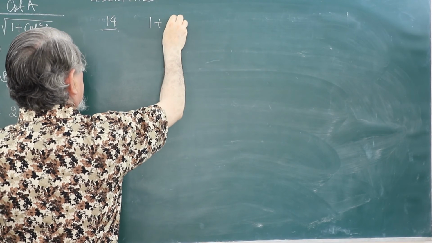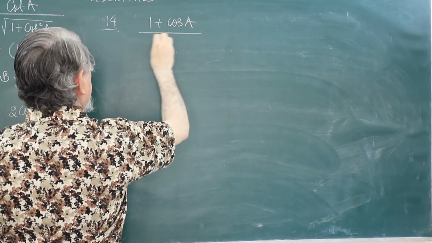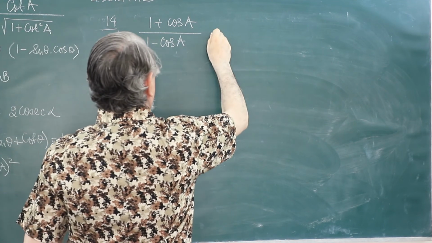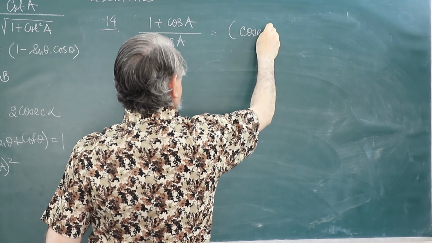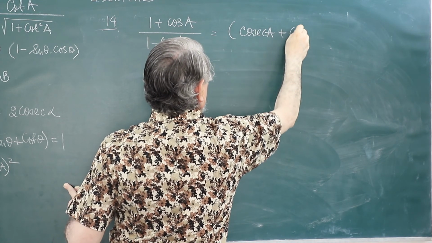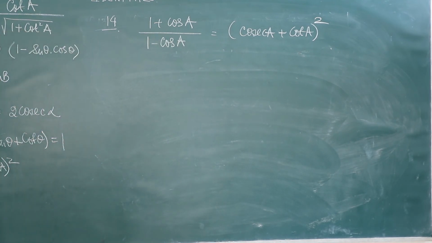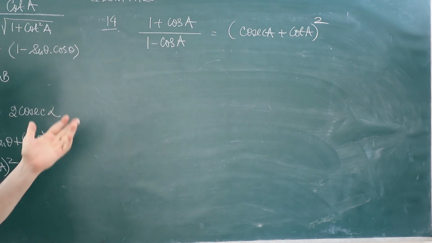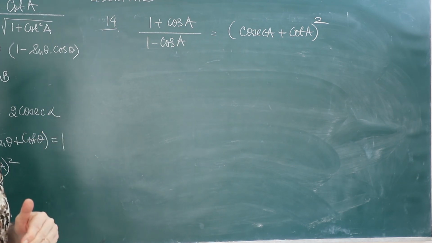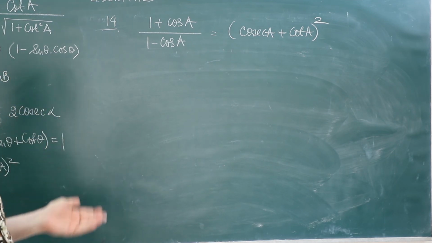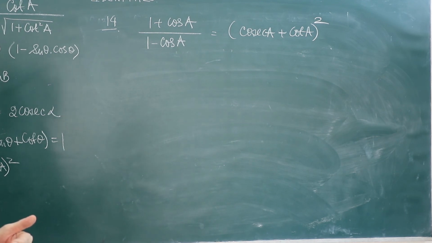1 plus cos A upon 1 minus cos A is equal to cosec A plus cot A whole square. Now I need to get cosec A plus cot A. Cosec can be achieved by 1 upon sin A, and cot A can be achieved by cos A upon sin A. So what I am going to do is divide numerator by sin A, and divide denominator by sin A.